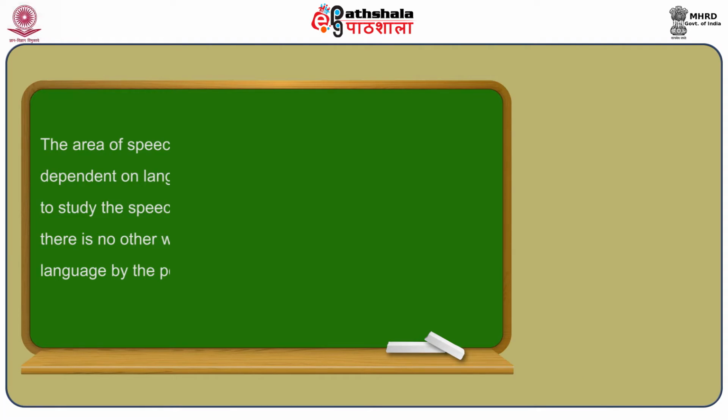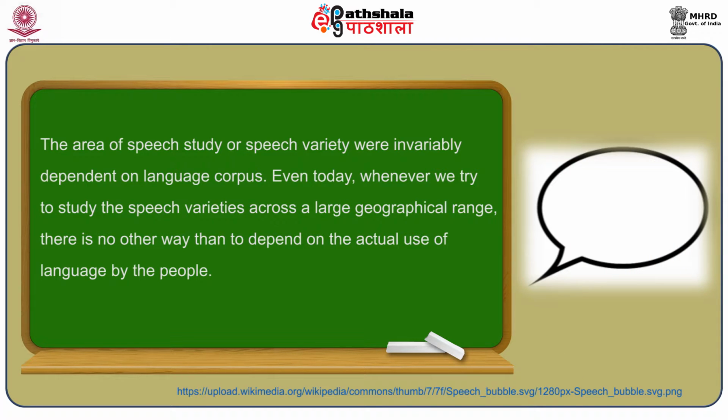The early grammarians, although mostly intuitive in nature, also depended on large collections of actual language use of different sentence types to write grammar books or formulate new rules of grammar in the language. The area of speech study or speech varieties was invariably dependent on language corpus.